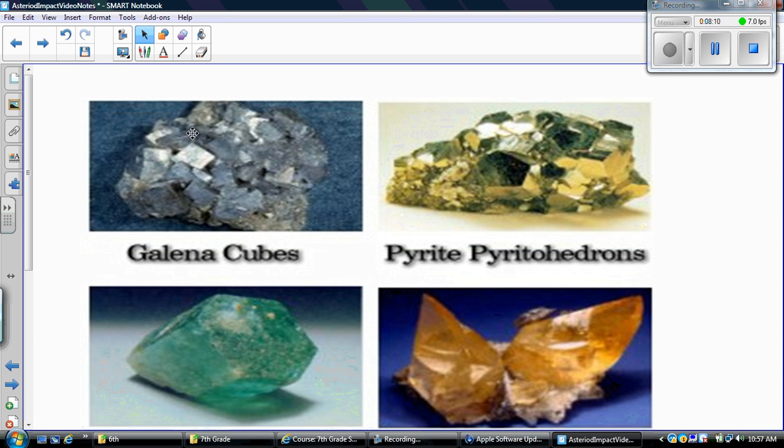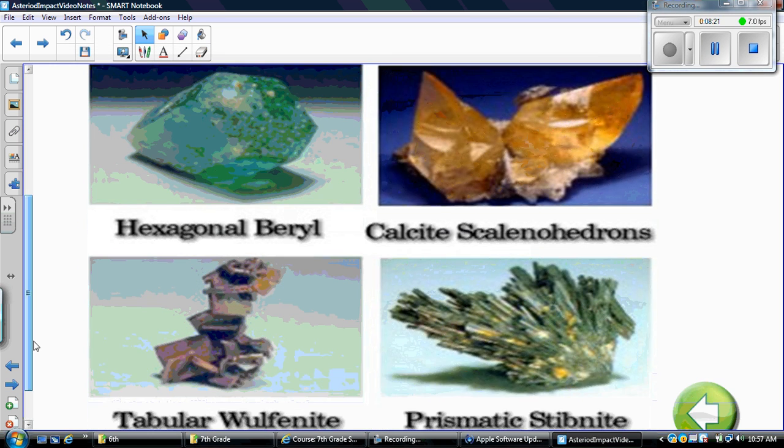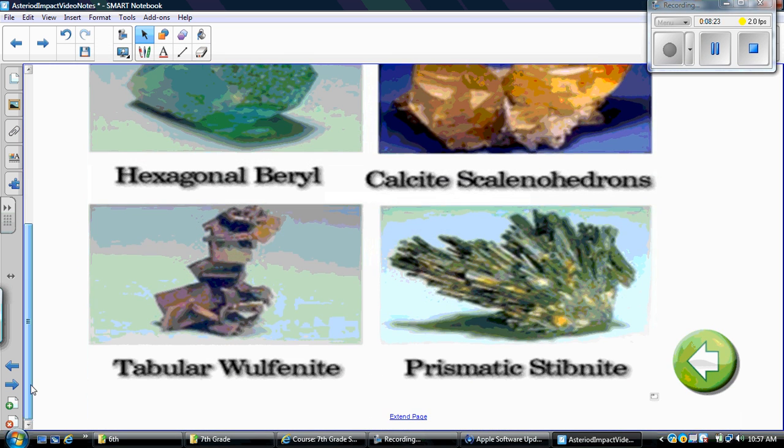So this just shows you the size of some crystal growth compared to larger sizes. So these also had increased time and temperature to grow larger. So a little bit smaller.